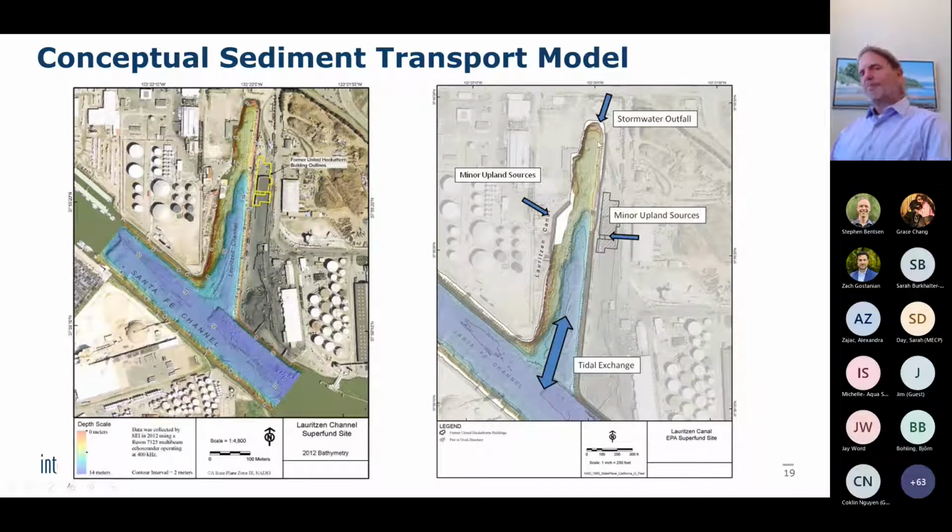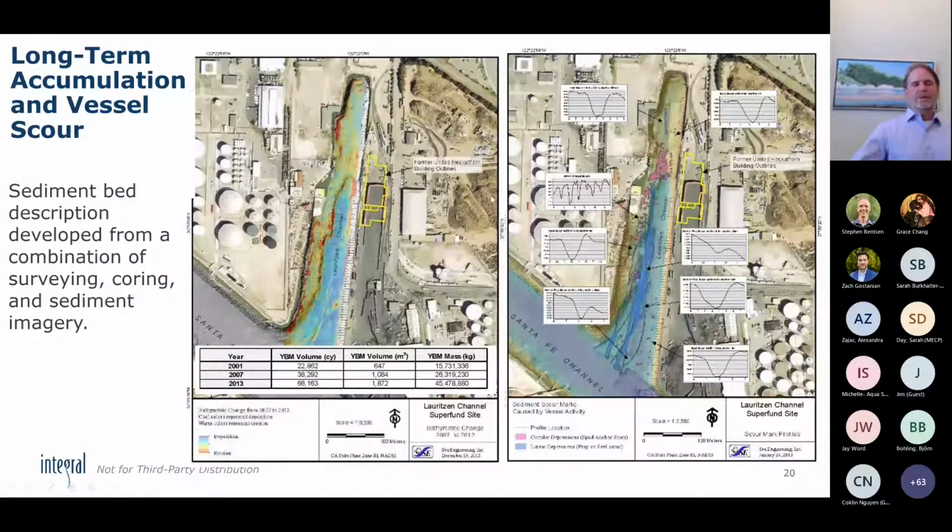So we wanted to look at what was happening in terms of our management questions. Fortunately, there are many surveys available, so we could look at changes over time. The red areas are areas that have been identified as erosional over time, and blue areas are accumulation. Over time, the volume, this YBM here is Young Bay Mud. So that's essentially new San Francisco Bay mud. Over time, that's been increasing, so it is net depositional. However, we do continue to have hot spots where there is mixing and erosion. And again, a lot of that's due to vessel activity.